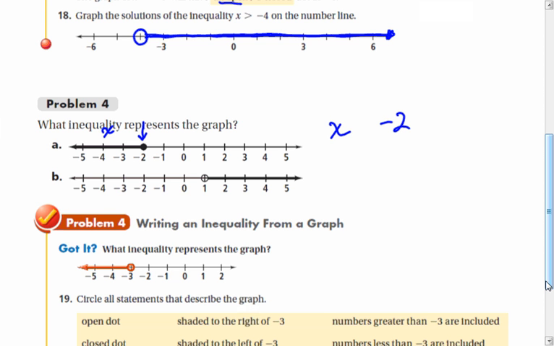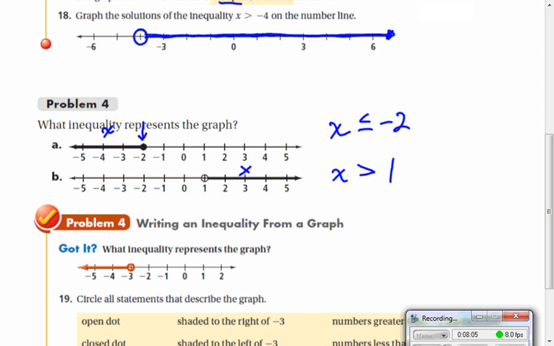And then I just have to think about, are these numbers in the solution less than -2 or greater than -2? And they're less, and since it's a closed dot, I'm going to put less than or equal to. For b, it's an open dot, so that's going to be either less than or greater than. Since all these numbers represented by x are to the right of 1, that means they're all greater than 1. And since it's an open circle, we're not going to include 1. So we're not going to put greater than or equal to, we're just going to put greater than, and then number 1. All right, you go ahead and try that. You should pause now.